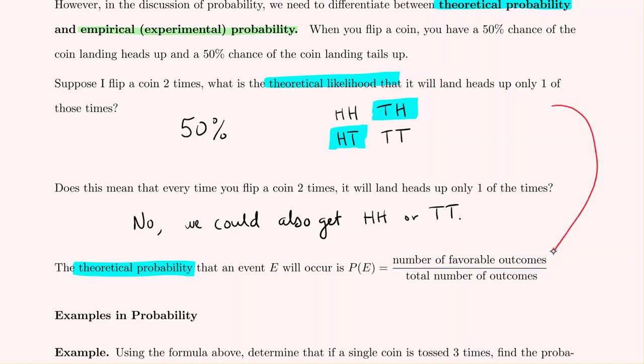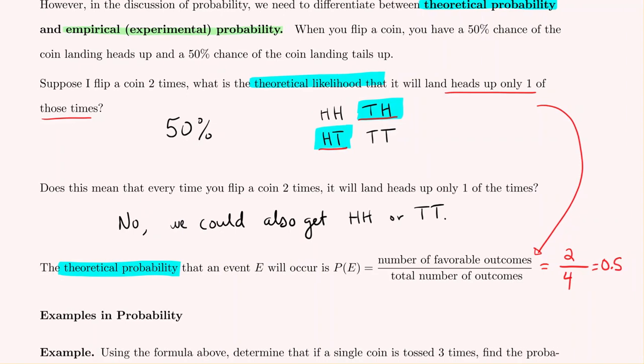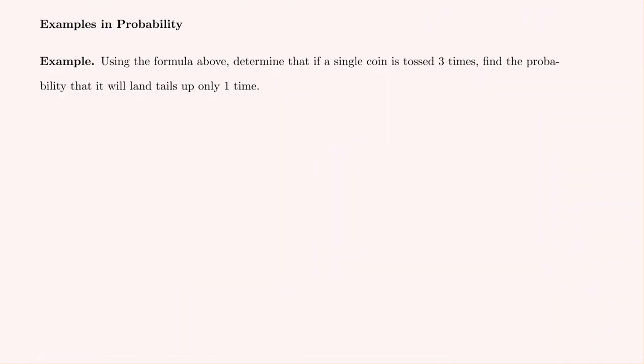Now, to apply this to our previous example, how many ways could we get our desired outcome? Well, our outcome was that there was heads up only one of those times, and we saw there were 2 ways that that could occur out of the total 1, 2, 3, 4 possible occurrences. So that's 2/4 or 0.5. And then remember, how do you change a decimal to a percent? If we wanted to express this as a percentage, you just move the decimal place over twice, and that's where we get our 50%. So keeping this formula in mind, let's go through some examples in probability.